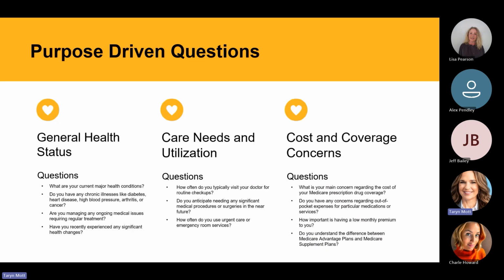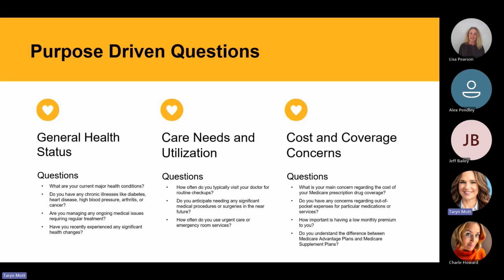diabetes. Are you managing any ongoing medical issues requiring regular treatment? We need to know that so that we can let the new carrier know that they need continuing treatments, and that way they're covered. We can get them authorized before it begins, and it significantly decreases the headaches you may deal with down the road getting things authorized.